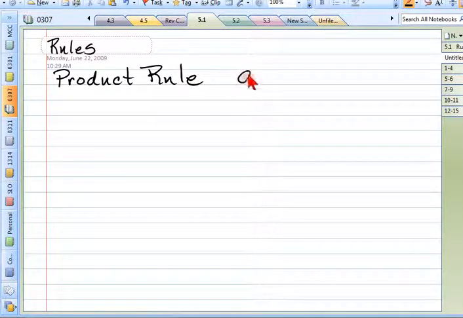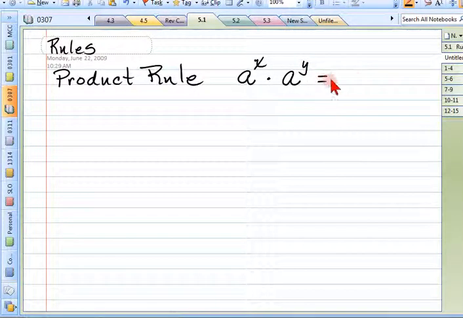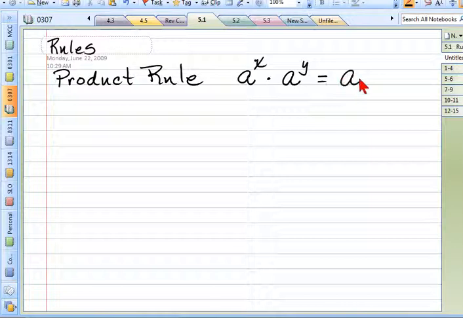The product rule says if you have a base and you raise it to a power and you multiply it by the same base to a power, so I have a raised to the x power times a raised to the y power, what you do is you keep the base a and you add the exponents. So that's a to the x plus y.